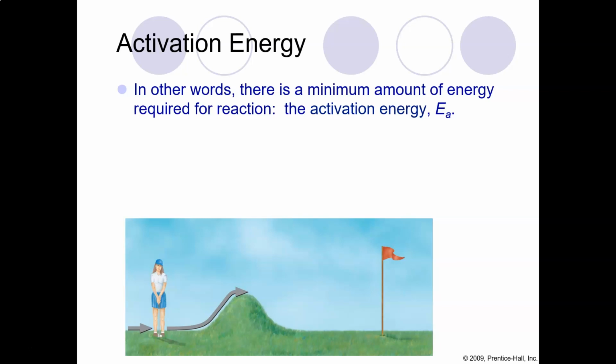They have to collide with enough energy, right? So the minimum amount of energy, the least amount of energy they have to have when they collide in order for the reaction to happen, is called the activation energy. It's the amount of energy that activates the reaction. And it's represented by the capital letter E with a subscript A. E for energy, A for activation.